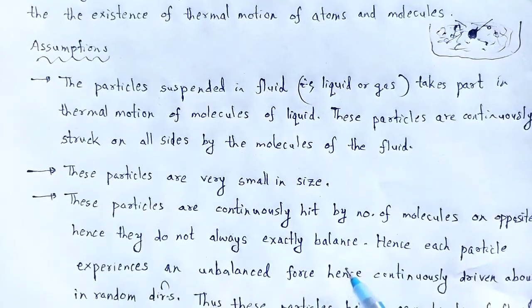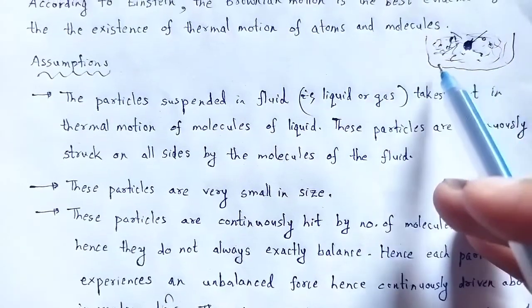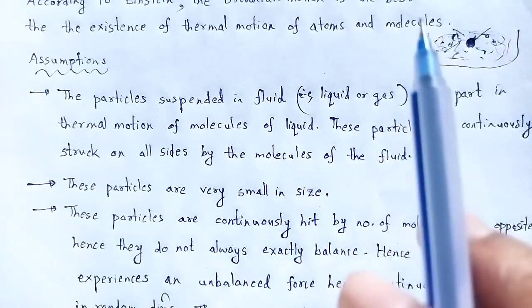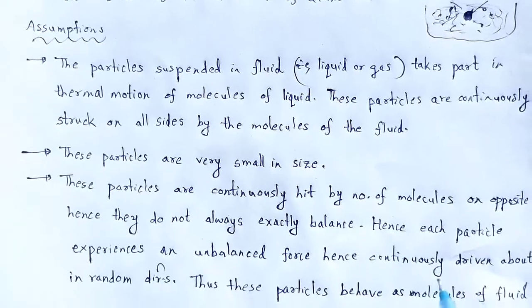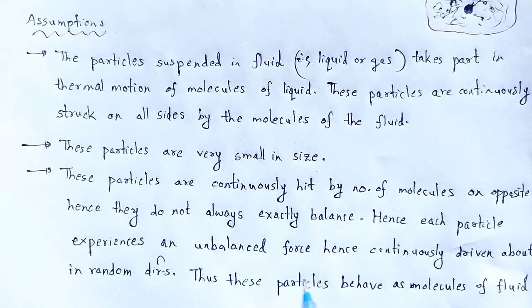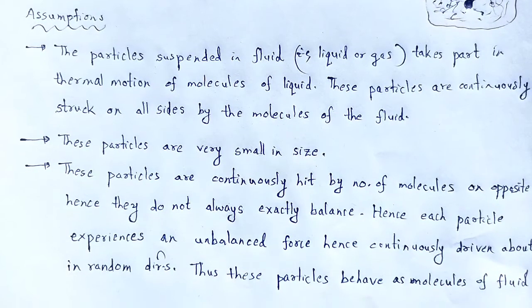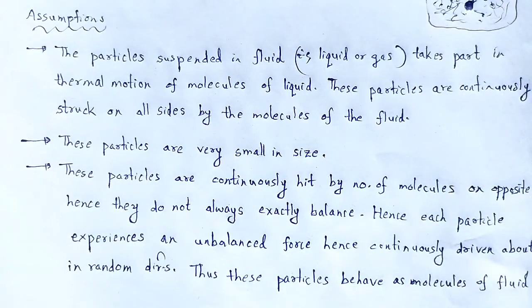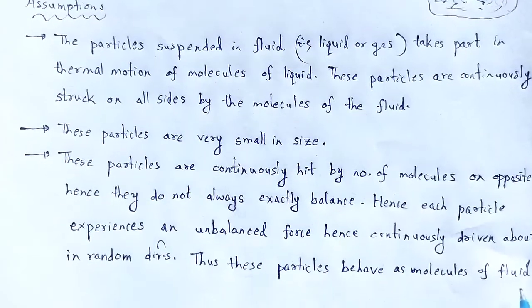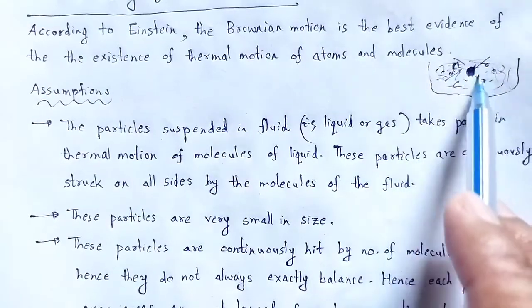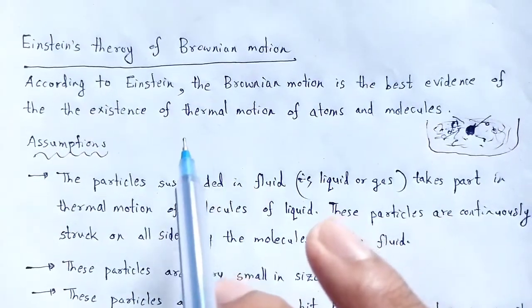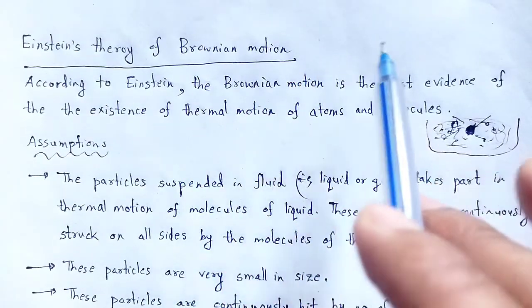Hence the hits do not always exactly balance, due to strokes from opposite directions. So each particle experiences an unbalanced force, and is continuously driven about in random directions. Thus, these particles behave like molecules of the fluid. These are some assumptions taken by Sir Albert Einstein regarding Brownian motion.